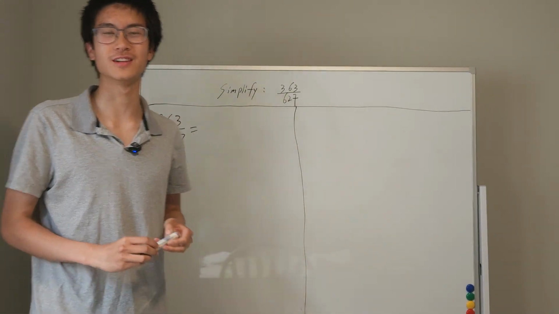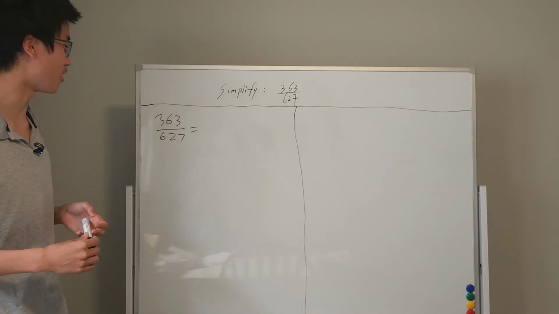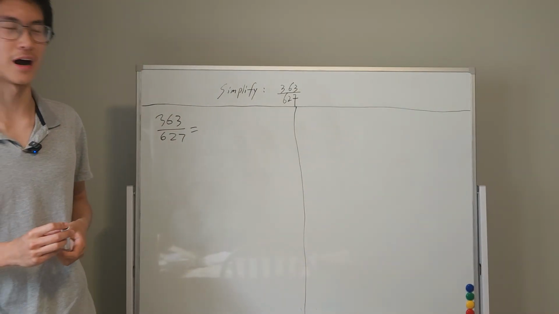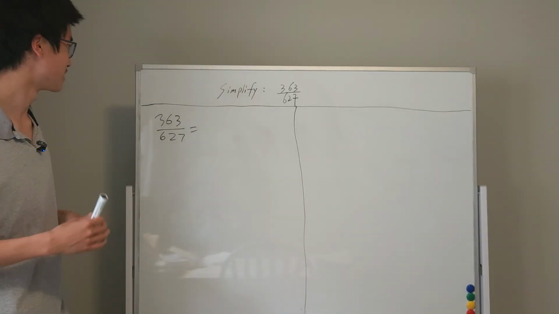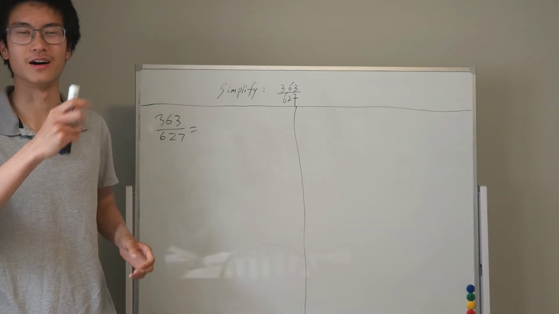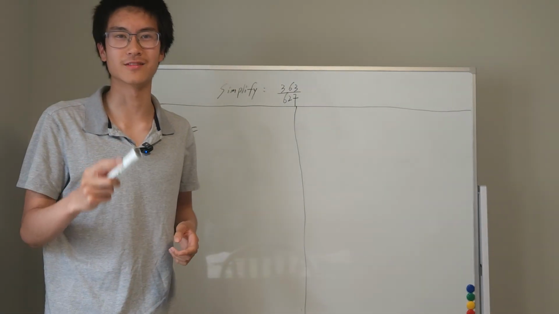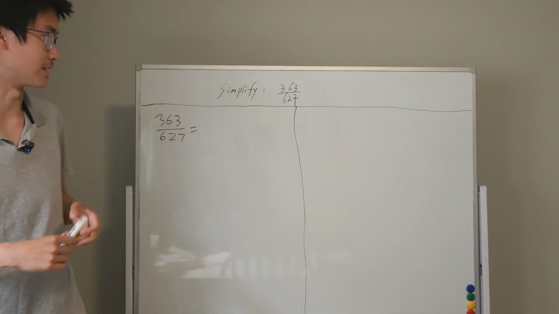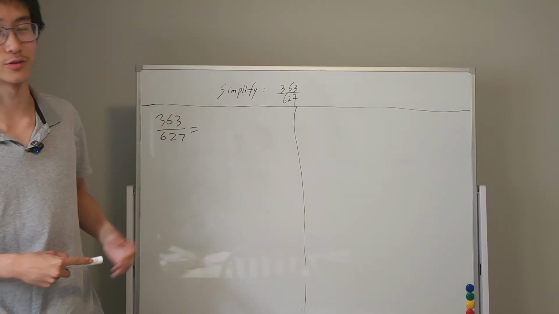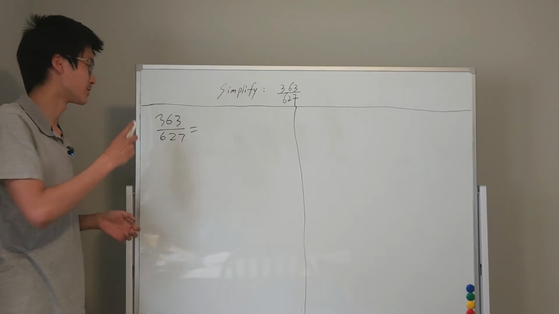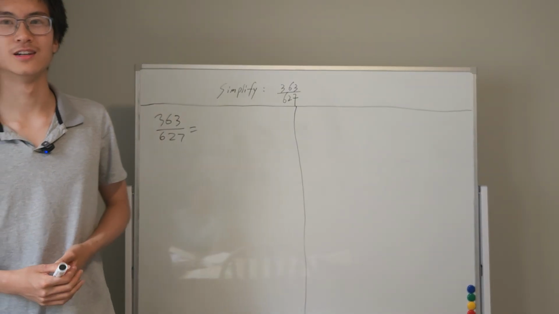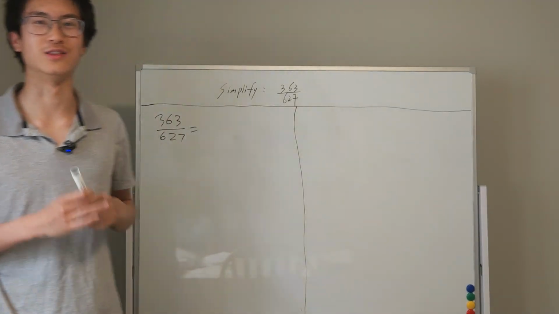very small numbers. So both of them are odd, so therefore none of them are divisible by 2. But how about we try the number 3? Do we all remember the divisibility rule of 3 is that if the sum of the digits of that number is divisible by 3, then that number is divisible by 3. Here, 3 plus 6 plus 3 is 12, and 12 is divisible by 3, so 363 is divisible by 3. 6 plus 2 plus 7 equals 15, and 15 is divisible by 3, so 627 is divisible by 3.